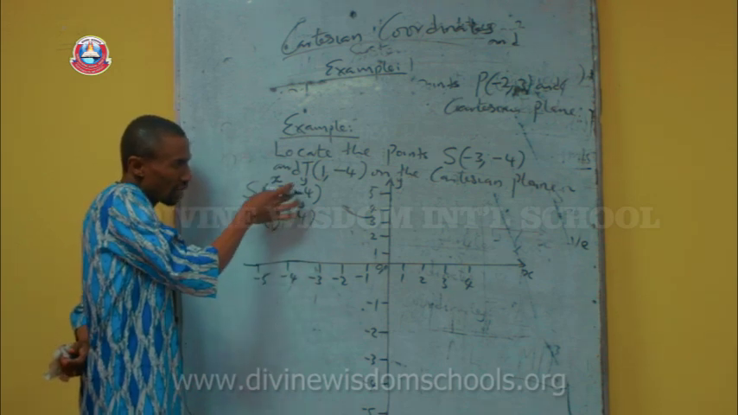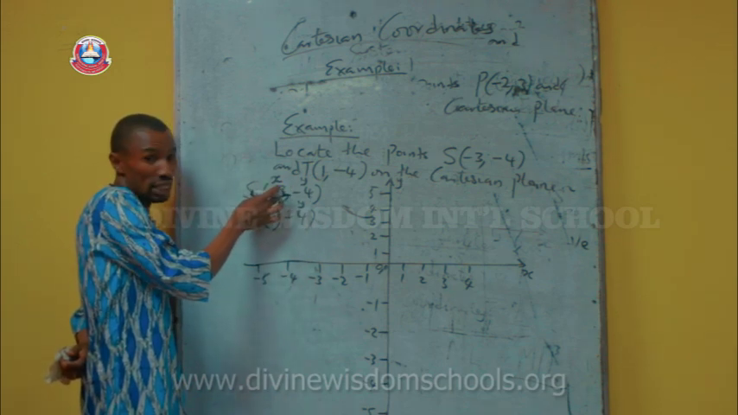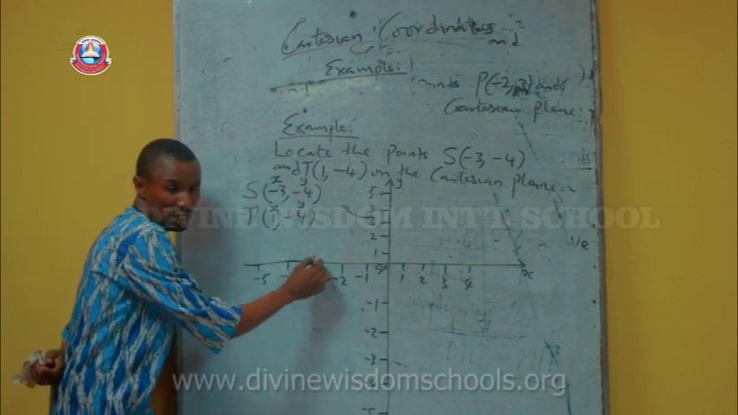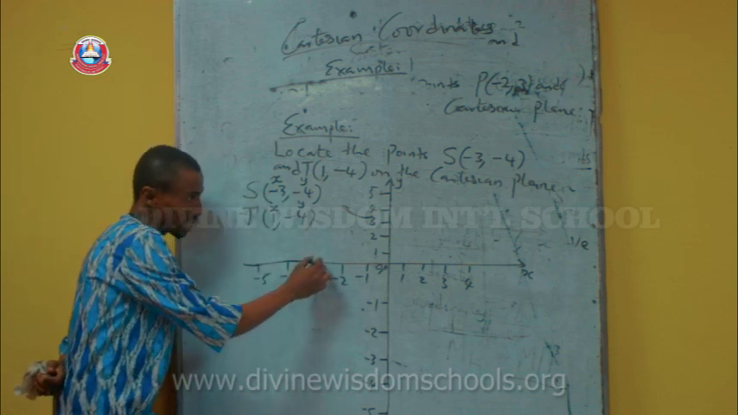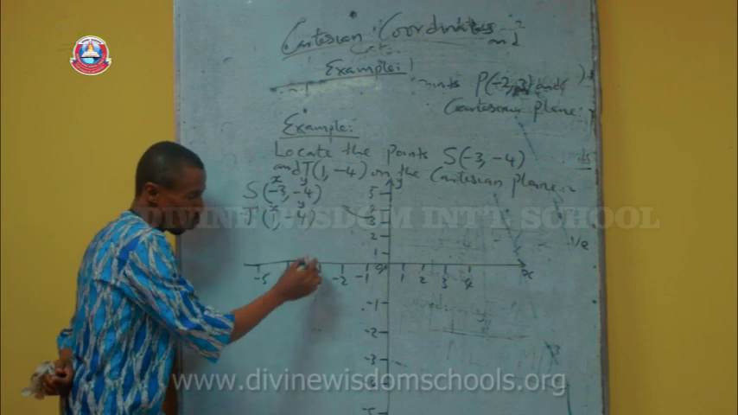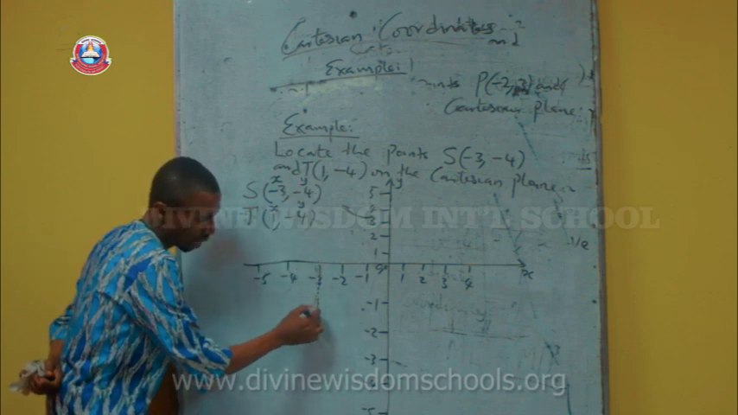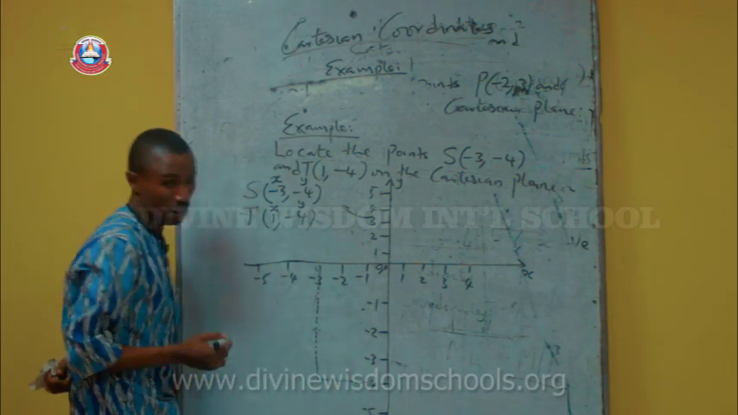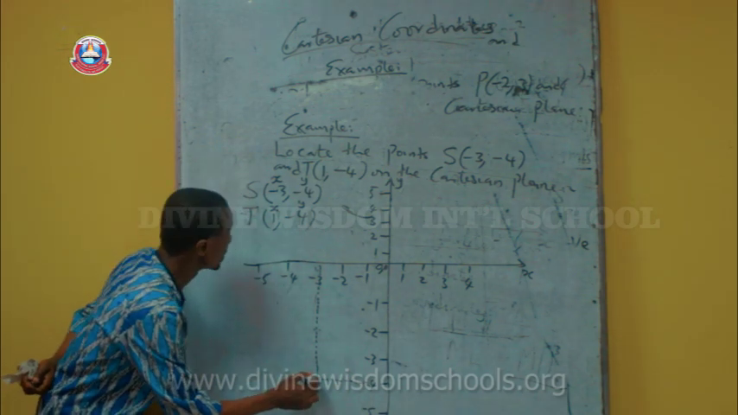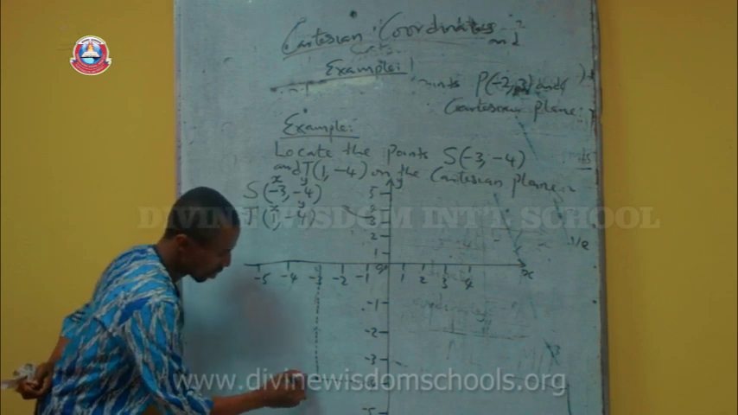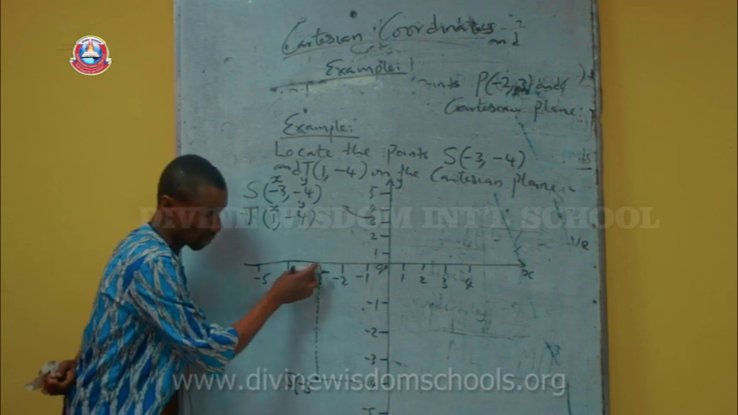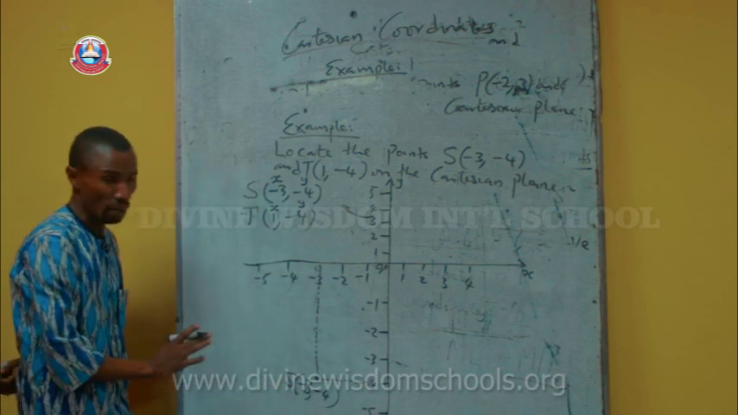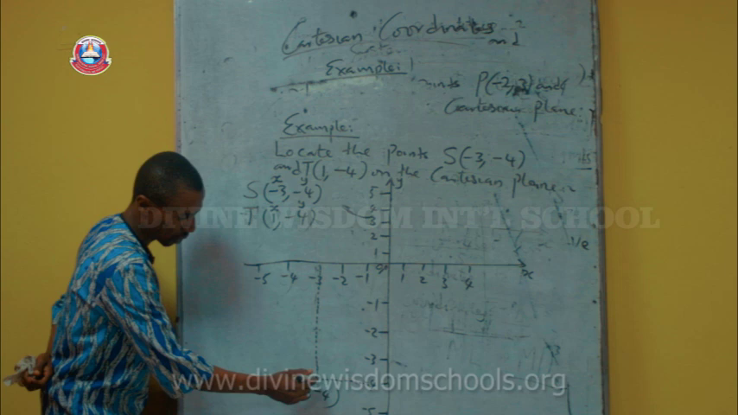Now for the first point, we have the coordinates of minus 3 and minus 4. Now minus 3 is on the x-axis. So this is minus 3 of x. So you trace it down to where you have minus 4 for y. So I'll just trace along the line downward. Then this gives me minus 4. So I'm going to locate the point here now, which is S. We have minus 3, which is x-axis, and minus 4. So the point S has been located.